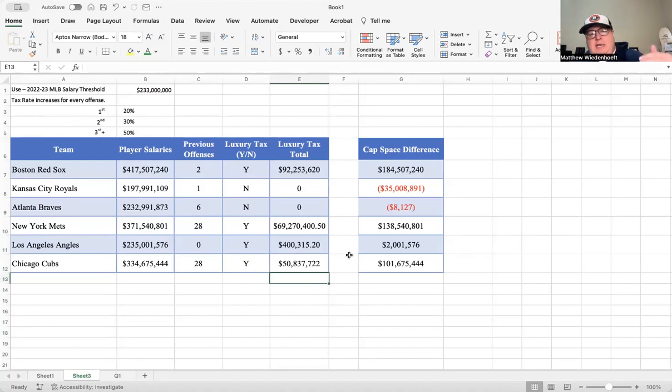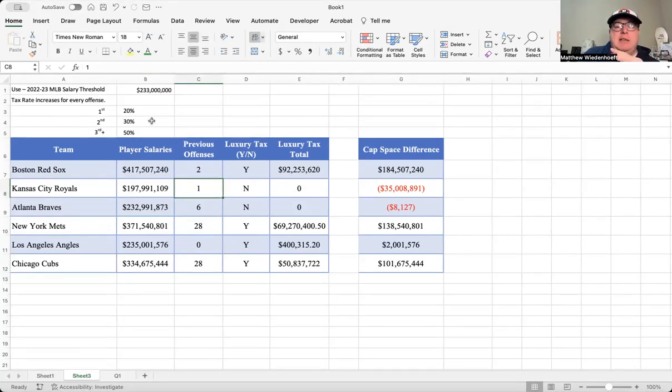So subtract the cap from what they've spent, and if they're over the cap, look at what their previous offenses were. If the Royals had been over, this would be their second offense. They would have paid 30%. So when the Royals go over again, it'll be their second offense. The Red Sox are now at their third offense, so from now on, the Red Sox will always pay 50%. The Braves, the Mets, the Cubs will always pay 50%. The Angels just got their first offense, so their next one will be at 30%.